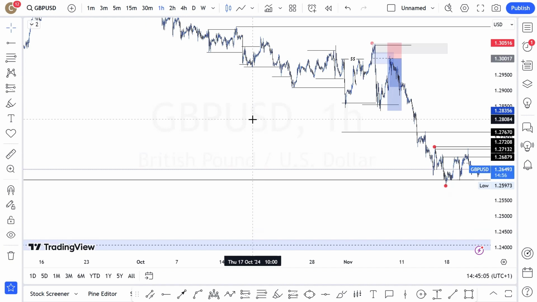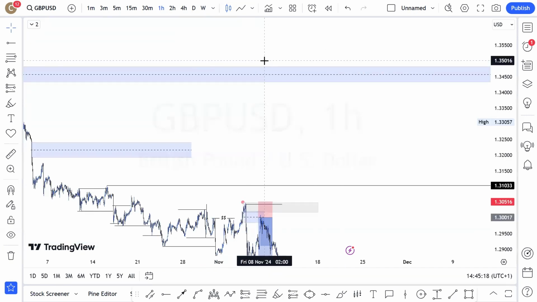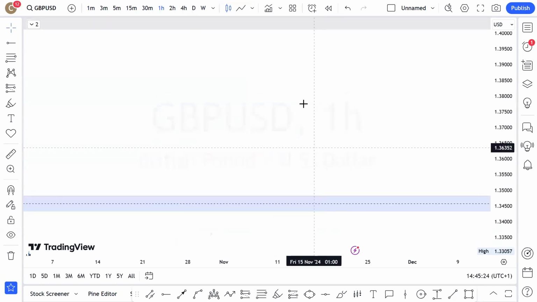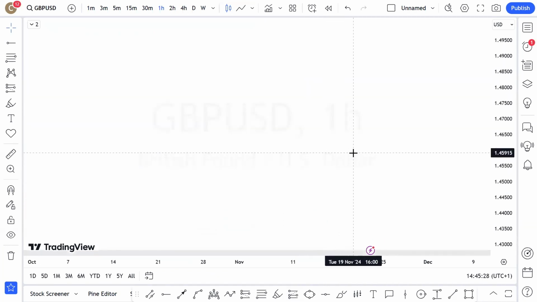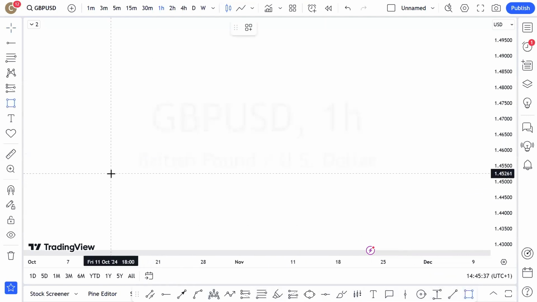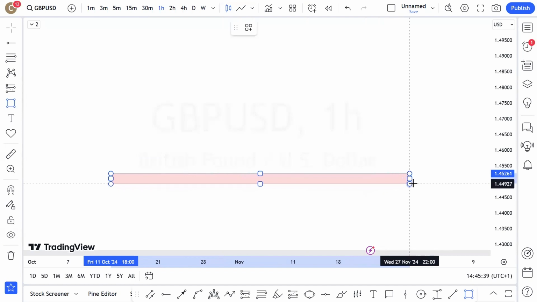Thank you, sir. We sell when price is going down, and we buy when price is going up. But why don't we buy when it's bearish, when it's going down, and sell when it's going up? Okay, so this is it.